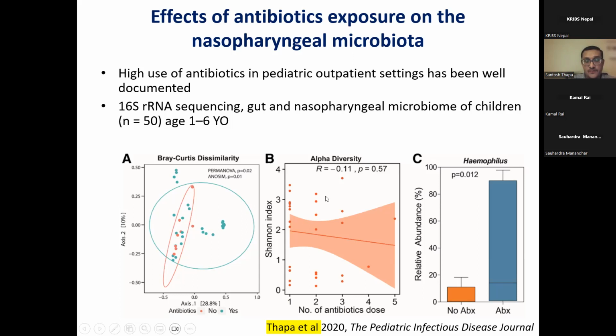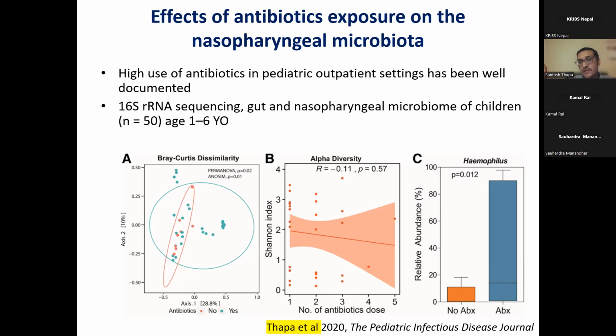Similarly, for figure B, shown here is the alpha diversity, exemplified by the Shannon index on the y-axis, and the number of antibiotic doses on the x-axis. You can see that there's a correlation. It's not significant, but it's sort of a negative correlation, just to indicate that.